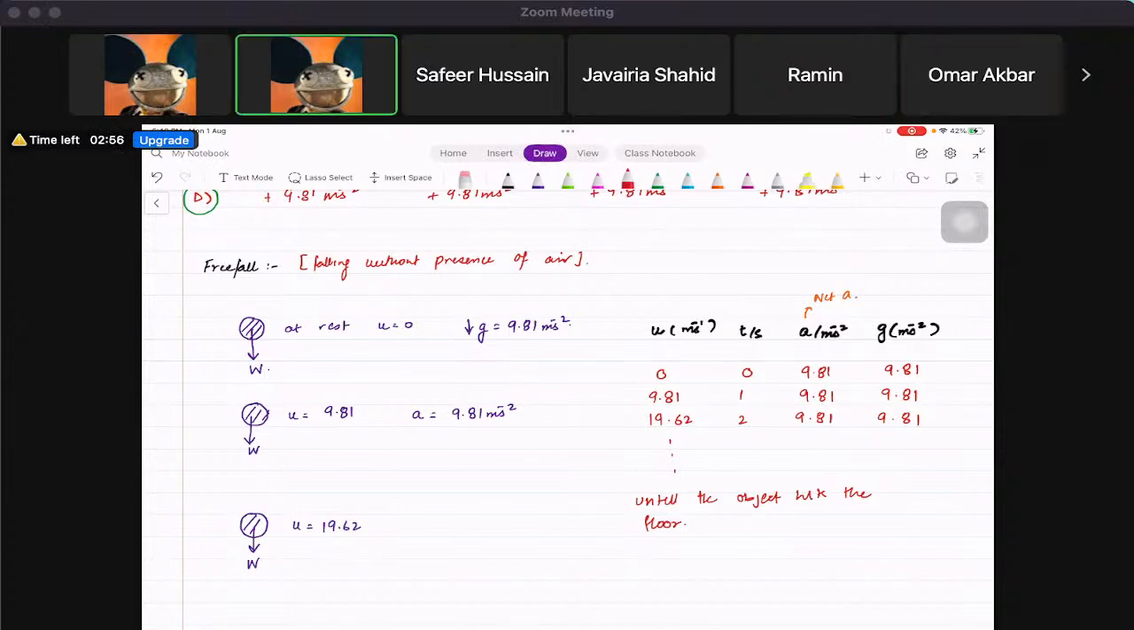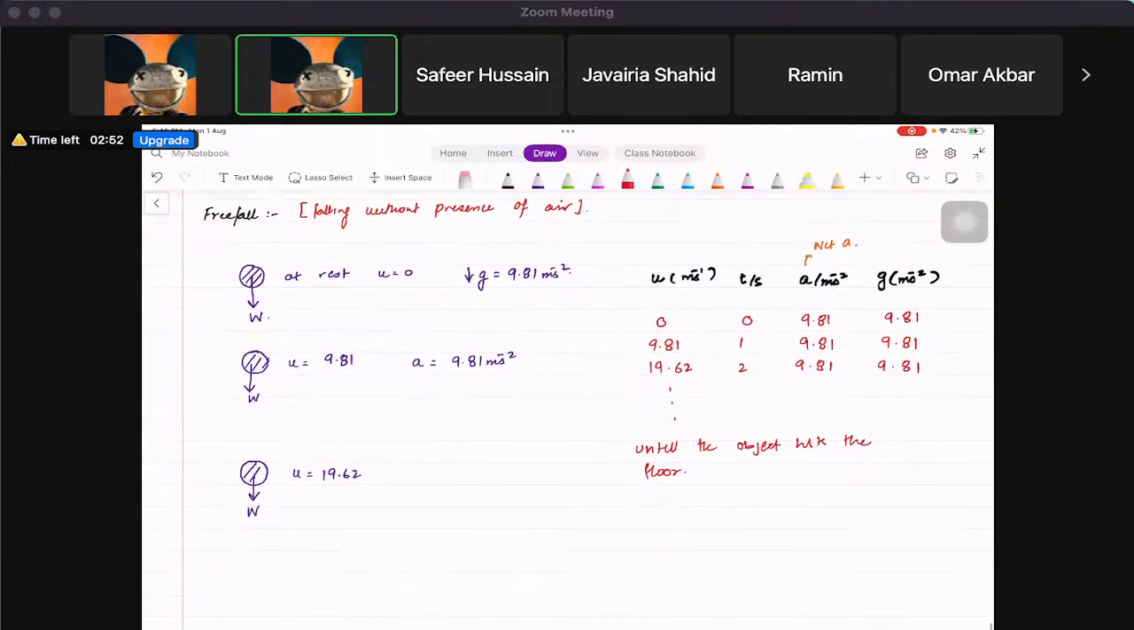Now this is free fall, right? Because it's falling not in the presence of air. What if it is falling in the presence of air? And now that's something very, very important.